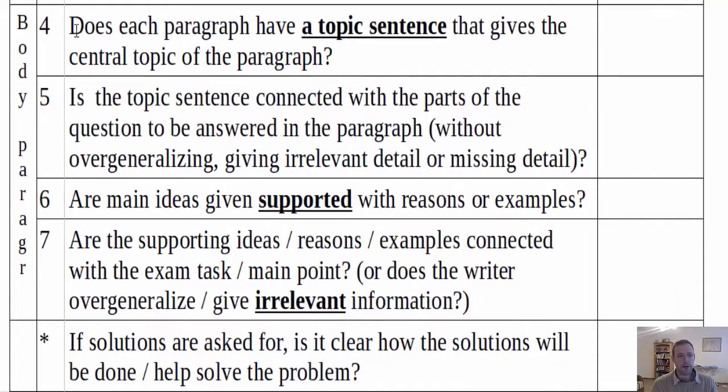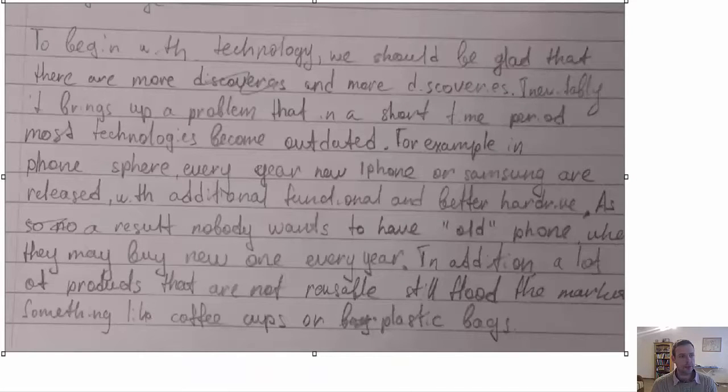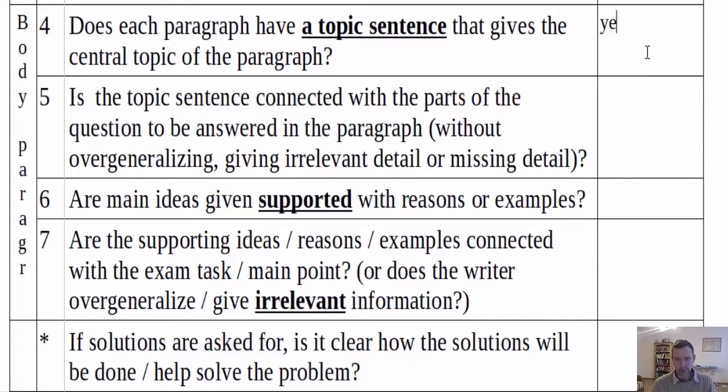Okay, the body paragraph now. So number 4 here. Does each paragraph have a topic sentence that gives the central topic of the paragraph? First body paragraph. Is there a topic sentence? To begin with technology, we should be glad that there are more and more discoveries. So that's good. We'll give that a little tick. To begin with technology. So are they talking about technology and the rest? Old phone, coffee cups, plastic bags. Okay, yeah, that's connected with production technologies. So the answer to that is yes. We've got a topic sentence that gives a central topic of the paragraph.